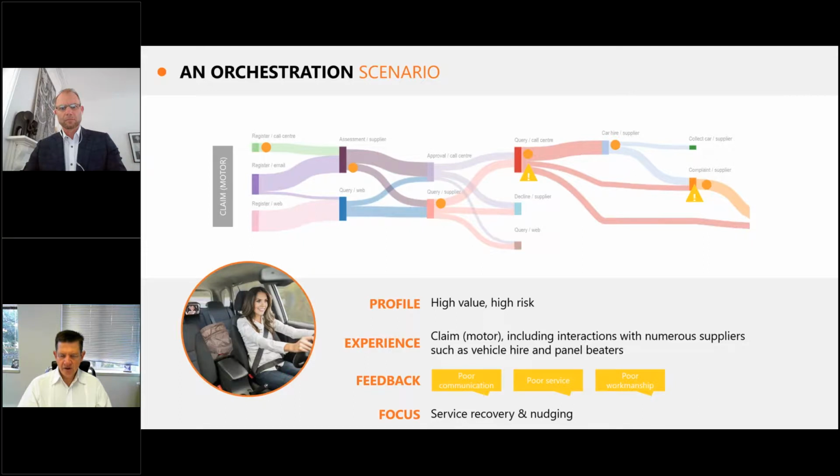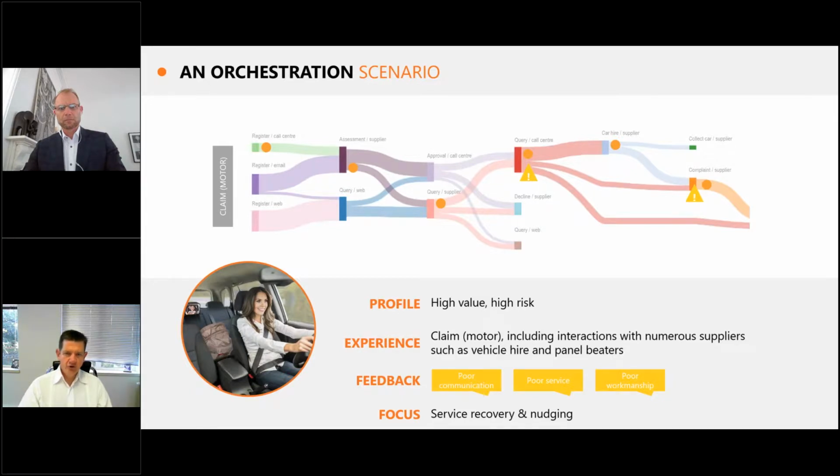They've had a series of interactions with the insurance company and its associated suppliers. Along the way, we're getting various pieces of feedback of poor communication, poor service, and poor workmanship. The focus here is on service recovery and on nudging. Those are the particular areas. Obviously, other scenarios would be focusing on more systemic improvements.